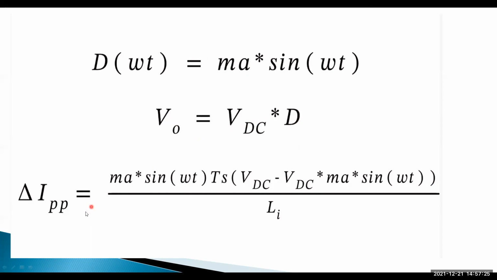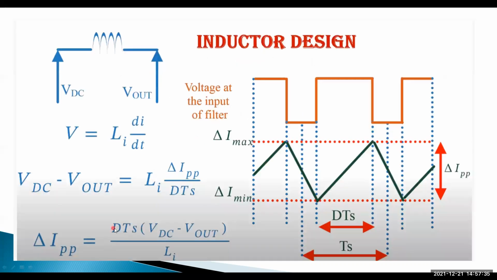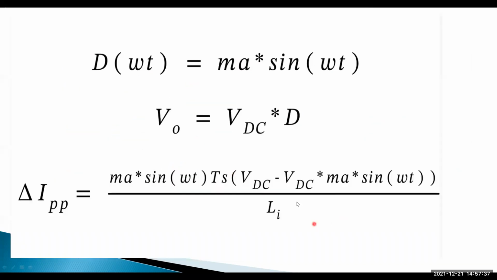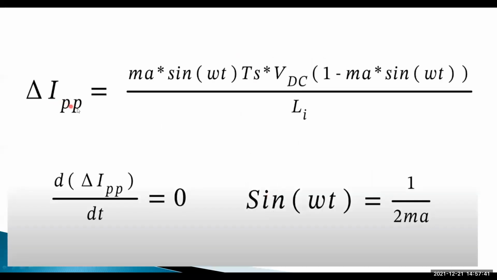Then delta IPP is equal to MA into sine omega t, TS into VDC minus V, VDC into MA into sine omega t, by Li. Substitute this D in this equation, and we will get it like this. After that, remodify the equation: delta IPP is equal to MA into sine omega t, TS into VDC, 1 minus MA into sine omega t, by Li.